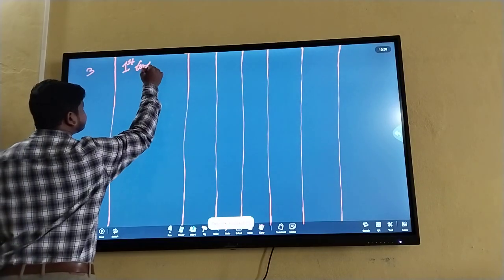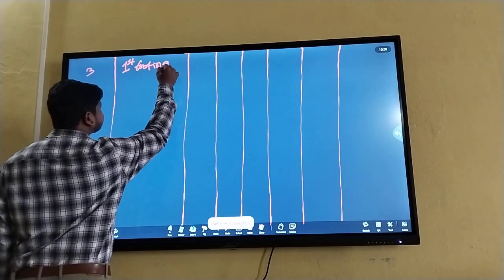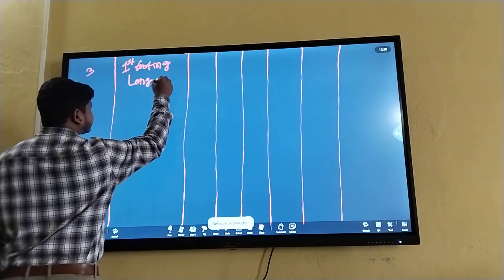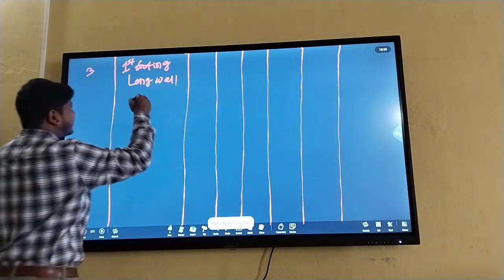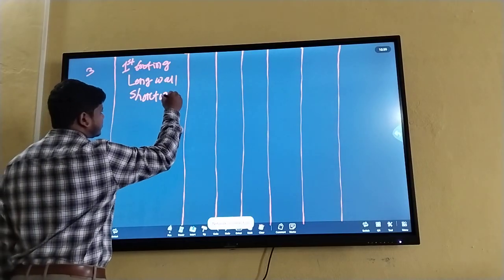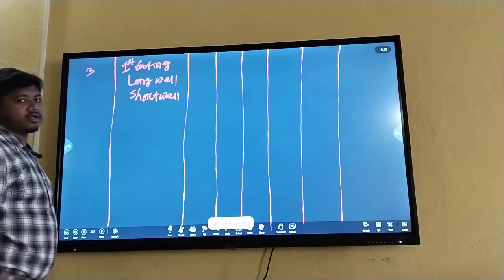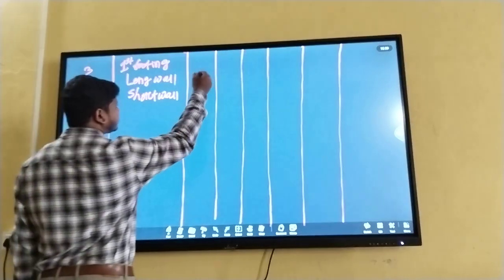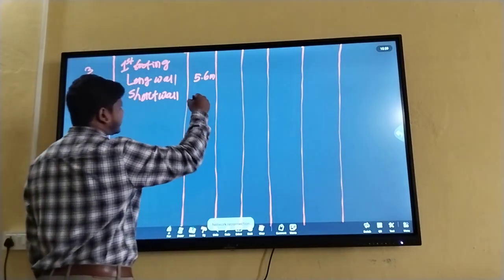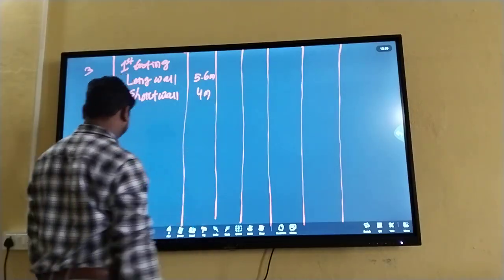First footing for long wall and short wall. We know that the long wall length is 5.6 meter. Short wall length is 4 meter.